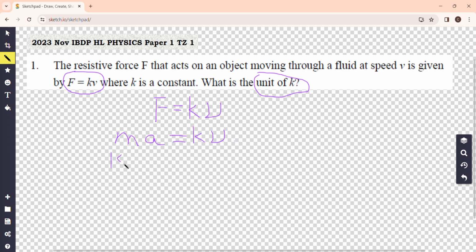Mass is kilogram, acceleration is meter per second square, and the units of k you can draw a square bracket on it, and then velocity's unit is meter per second.